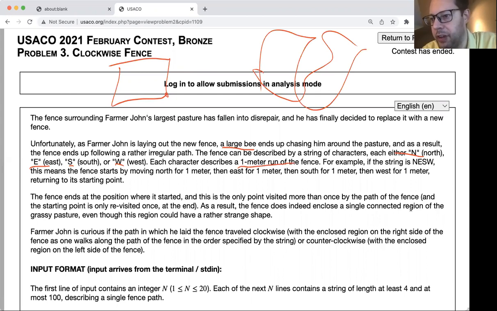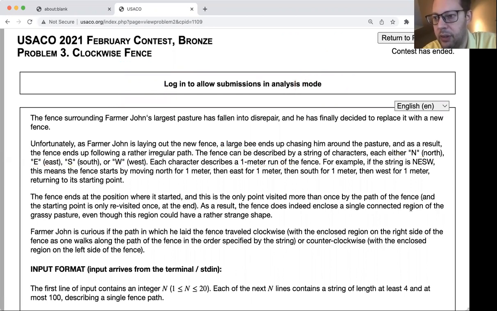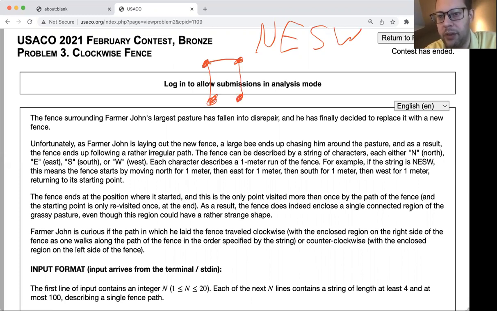For example, if the string is NESW, then that means the fence starts by moving north for 1 meter. Okay, so from here we go north, and then east for 1 meter, then south for 1 meter, and then west for 1 meter, and that makes the fence returning to its starting point.